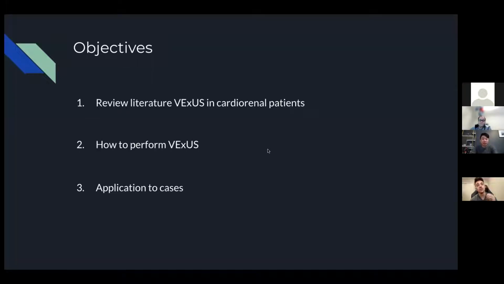Okay, so we'll talk a little bit about where VExUS came from and its role in the literature in the cardiorenal population. We'll talk about how to perform VExUS. It won't be a comprehensive overview, but I'll try my best and give a few tips and tricks after doing many studies myself. Then we'll apply it to a few cases, and after that, hopefully open up to some questions and discussion.